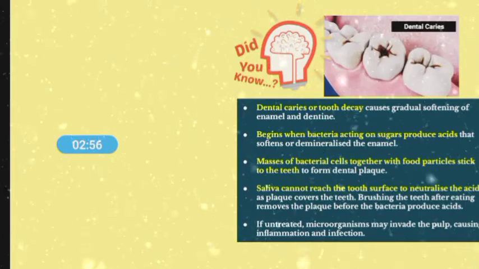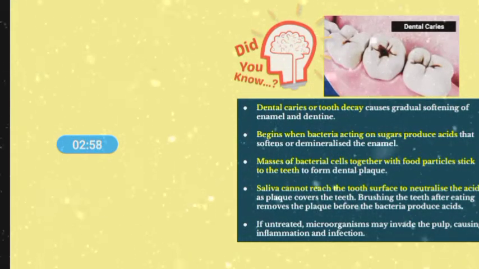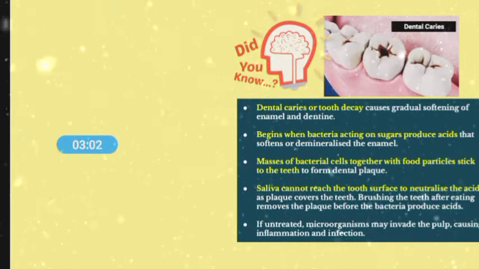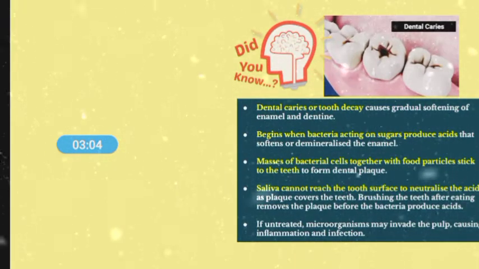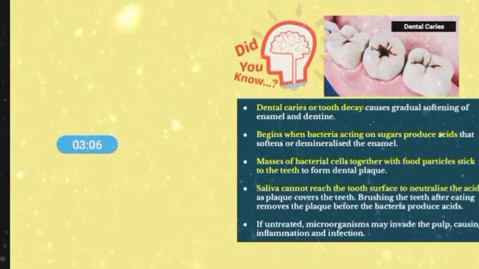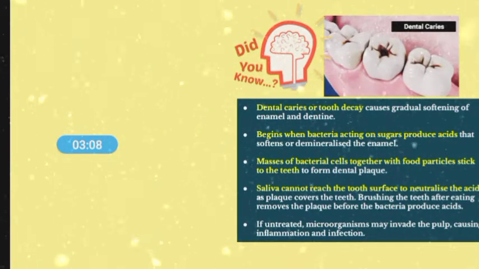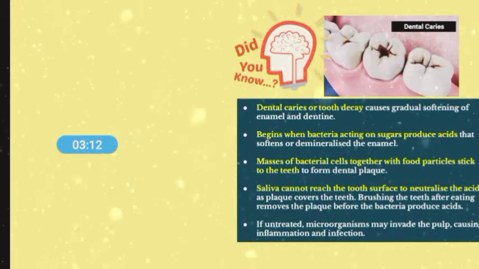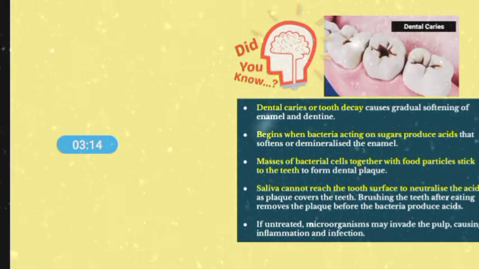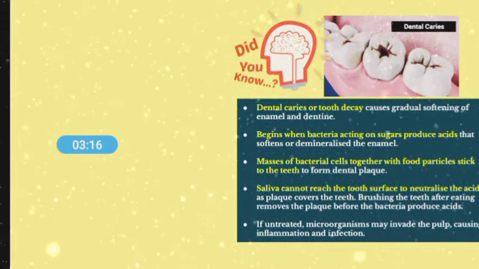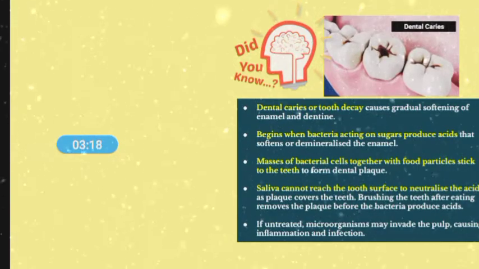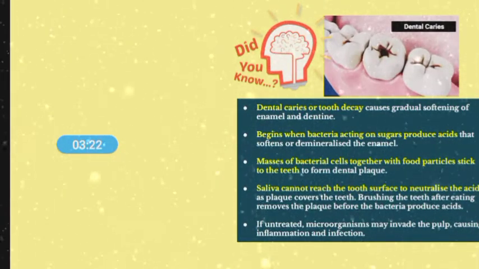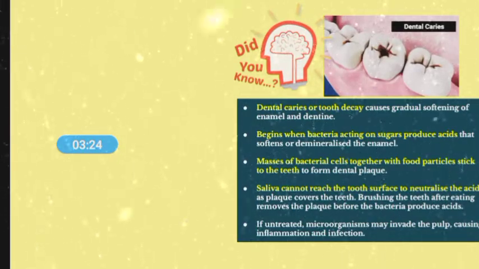Dental caries or decay causes gradual softening of enamel or dentine. It begins when bacteria acting on sugar produce acids that soften or demineralize the enamel. Masses of bacterial cells together with food particles stick to the teeth to form dental plaque. Saliva cannot reach the tooth surface to neutralize the acid. If untreated, microorganisms may invade the pulp, causing inflammation and infection.